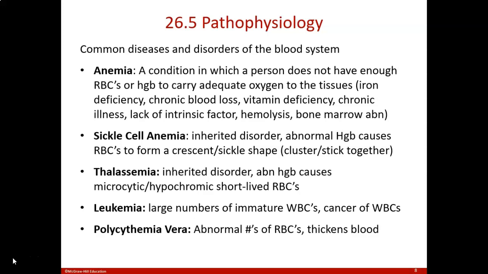Okay. Then we have thalassemia, and so thalassemia is an inherited form of anemia from also a defective hemoglobin chain, but it actually causes a situation where the cells are microcytic or smaller than normal, and they're hypochromic. Now remember, chromo means color and hypo means less. So they tend to be more pale colored cells. And because they're microcytic and hypochromic, they tend to be very short-lived and lyse very quickly.